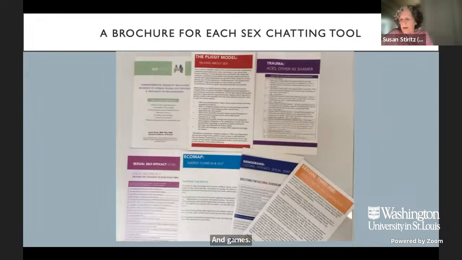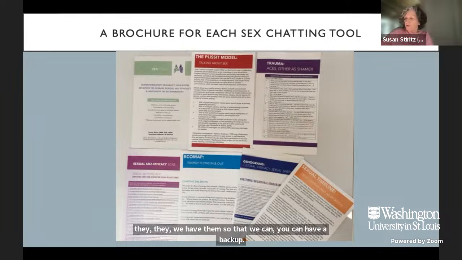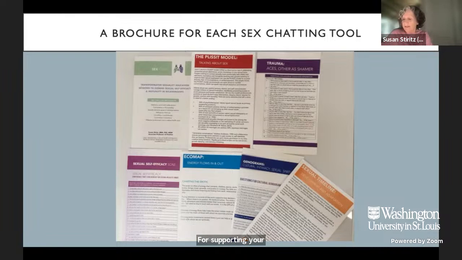So these are prompts for sex chatting that I created, or actually all of us created, that have been working on in the specialization. And we have them so that you can have a backup for supporting your critical consciousness, which fosters sexual self-efficacy. As social workers committed to social justice as part of our professional code of ethics, we advocate bringing an equity lens intentionally into our sex chatting.